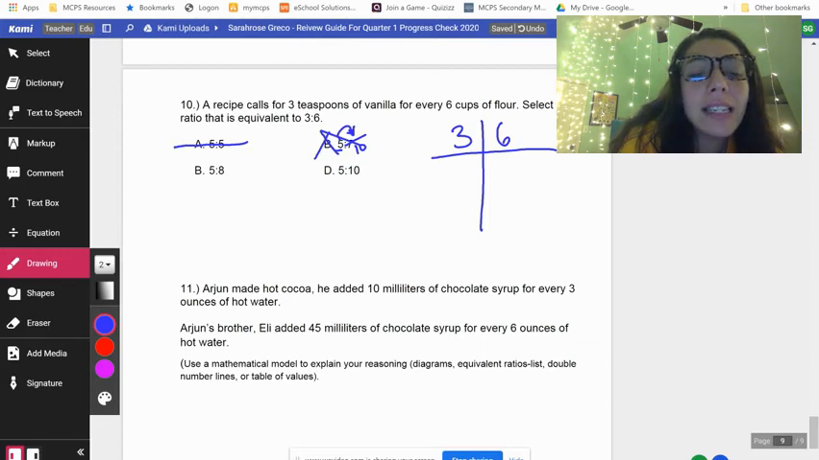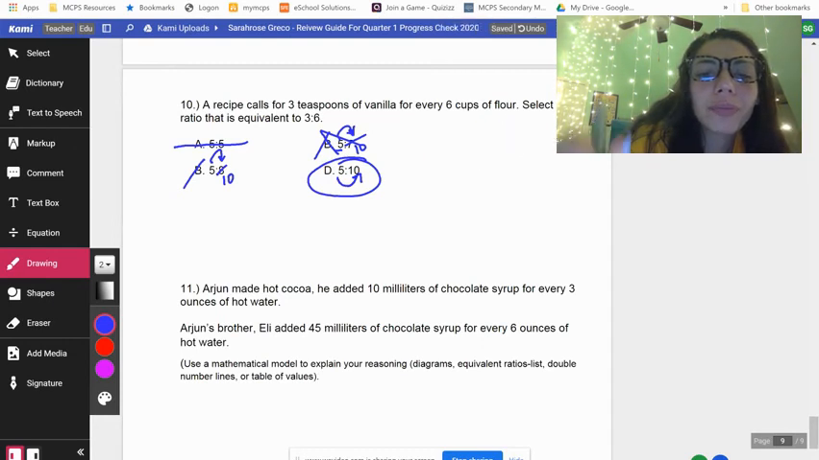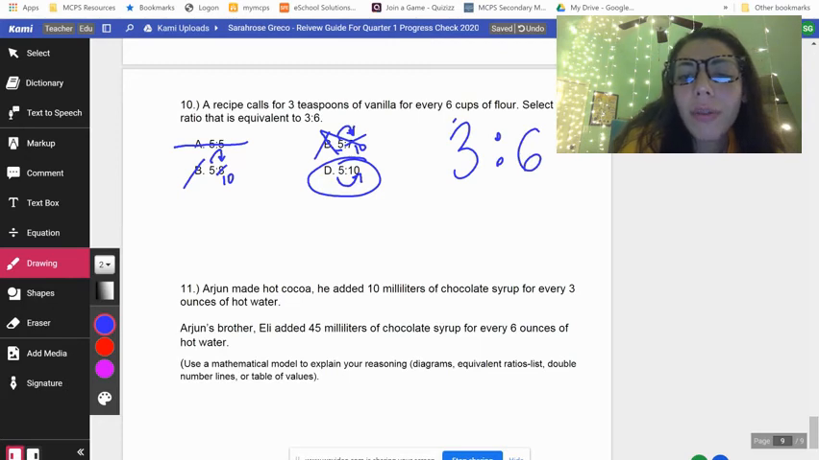If we double 5 for C, we would have to get 10. We have 8 right there, so C's out too. We look here, 5, double 5 is 10, so letter D works. Again, when we were looking at the ratio 3 to 6, 3 is half of 6. We can double it. 3 times 2 equals 6. Same thing with this. 5 times 2 is 10.